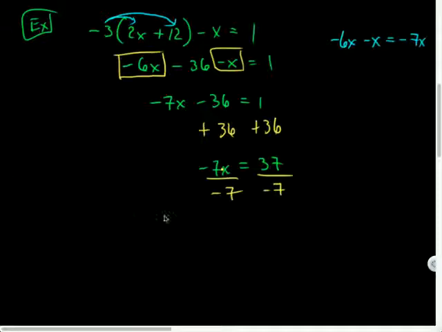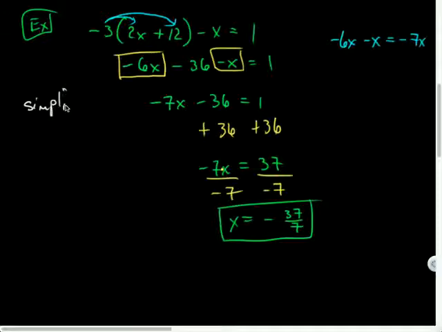Maybe x equals negative... I don't think that divides evenly. I'm just going to call that 37/7. Bam. Golden. So the general approach here is simplify, then solve.